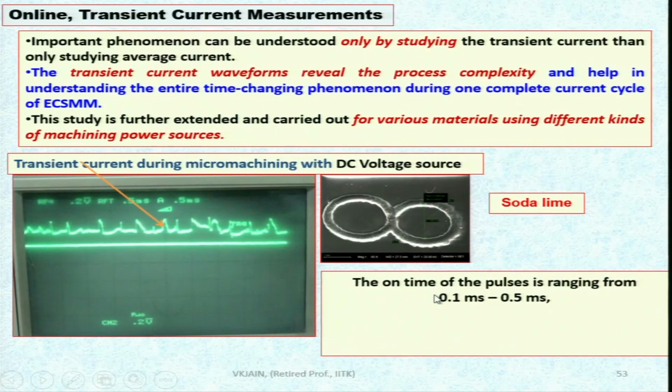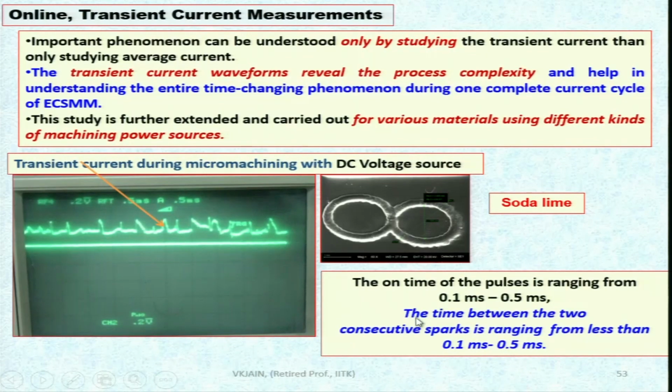The on time of the pulse is ranging from 0.1 millisecond to 0.5 milliseconds. The time between the 2 consecutive sparks is ranging from less than this one. So here you can see this is the sparking taking place over here. One can measure the time between these 2 sparks, which is less than 0.5 millisecond, 0.1 to 0.5 milliseconds. So this helps us in studying in depth the process.